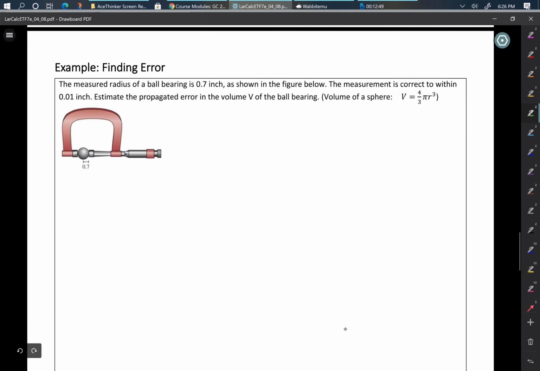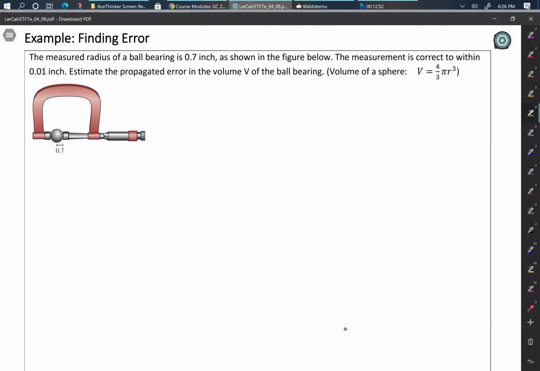Sometimes this technique is used to find error. Imagine that you're measuring the radius of a ball bearing, and you measure that as being 0.7 inches, as shown in that picture right there. So you have one of those calipers that measure that. I forget what they're exactly called. They have a fancy name, I'm sure. And you measure the radius as 0.7 inches, but you know that you might be off by as much as 0.01 inches. If your measurement for your radius is off by as much as 0.01 inches, how much propagated error could be in the volume of the ball bearing?